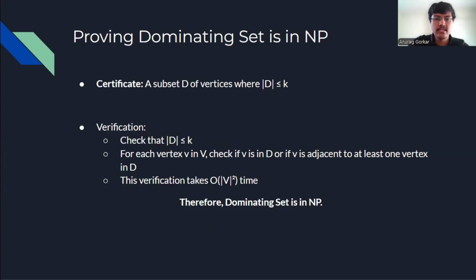To prove that the dominating set problem is in NP, we consider a certificate, the set D of vertices. To verify it, we check two things: its size is at most k, and every vertex is either in D or has a neighbor in D. This can be done in polynomial time, specifically O(V²). So it is in NP.